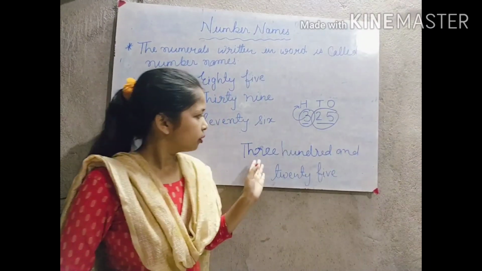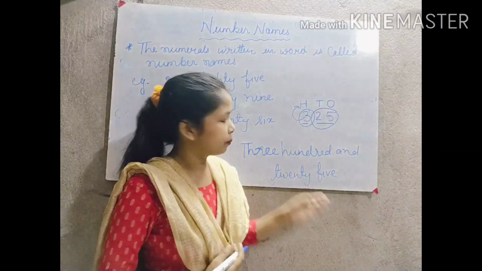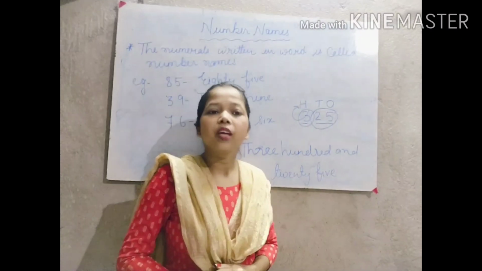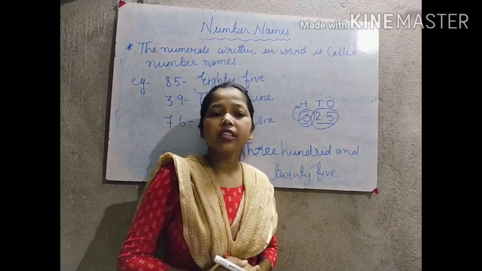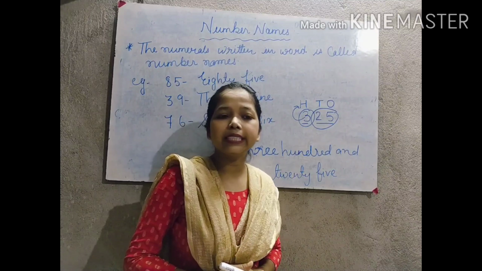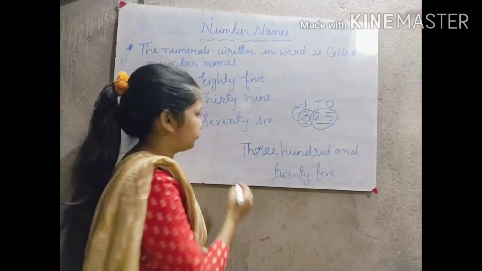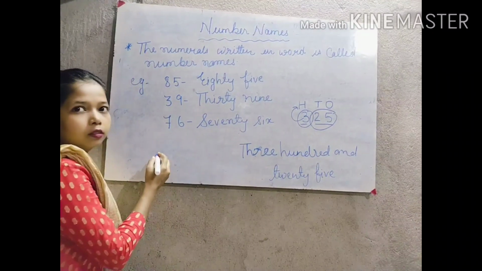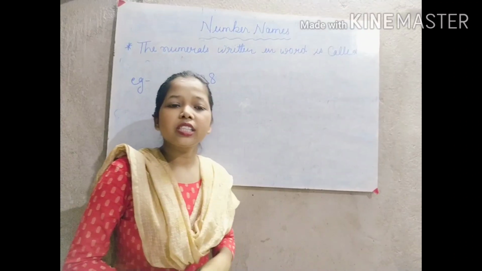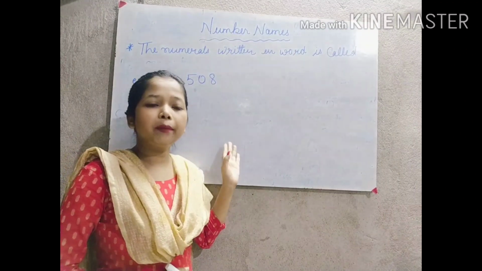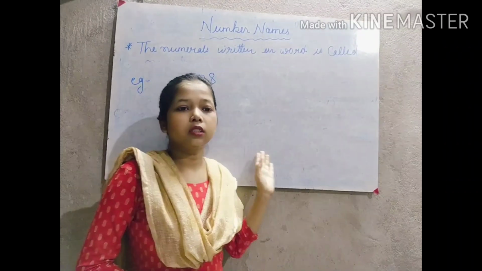Now, children, we will write here 325. Now the number name will be written as three hundred twenty five. Children, sometimes the number in one of the places is 0. Then let's see how we will write it in words. Let's take one more example, 508.